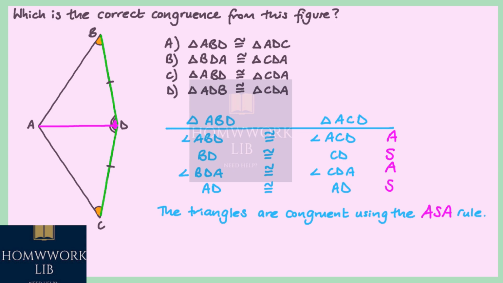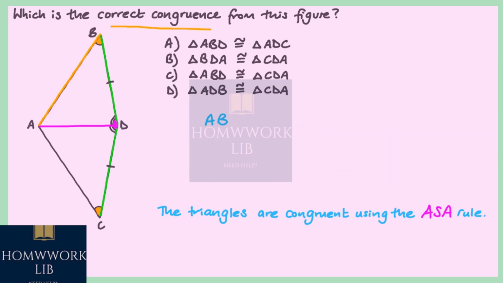The question has asked us to select the correct congruence for the figure. So what does that mean? You may recall that the order of the letters is important when we're writing congruence. If we look at the side AB in this top triangle, that's congruent with our side AC on the lower triangle. The length going from BD is congruent with the length CD. And so we could say that triangle ABD is congruent with triangle ACD.